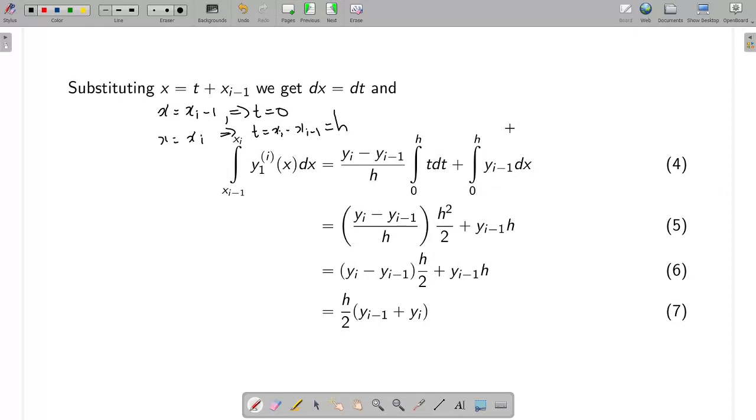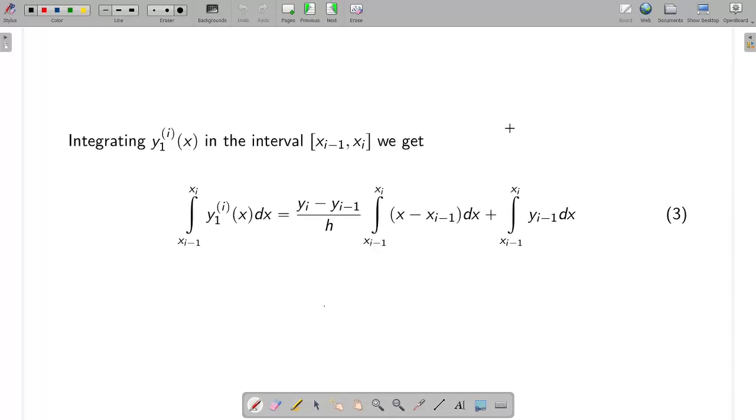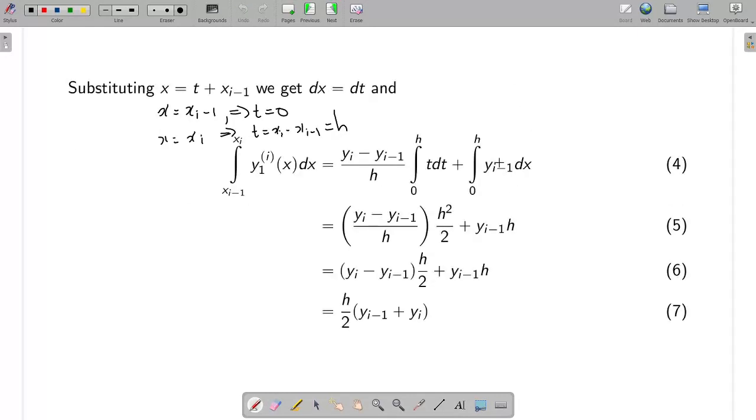This is dt, and you integrate this, and you'll get yi minus 1 by h squared by 2 plus yi minus 1 times h. Cancel out the h's. This is what you get. Now add, and you'll get h by 2 times yi minus 1 plus yi. So this turns out to be a very nice, simple integral.